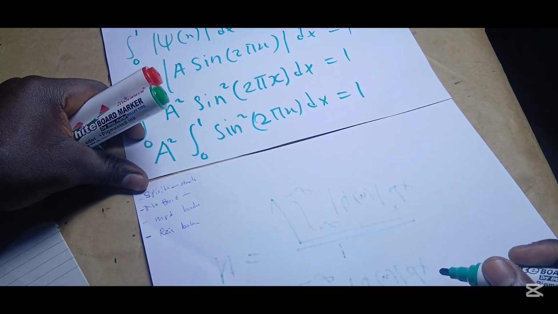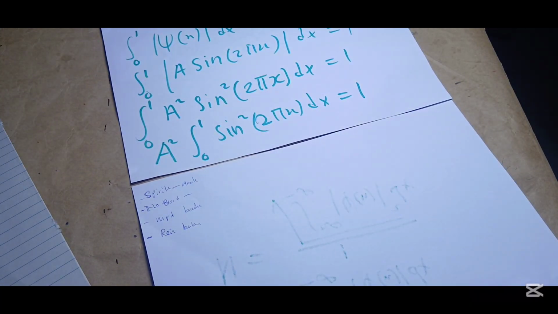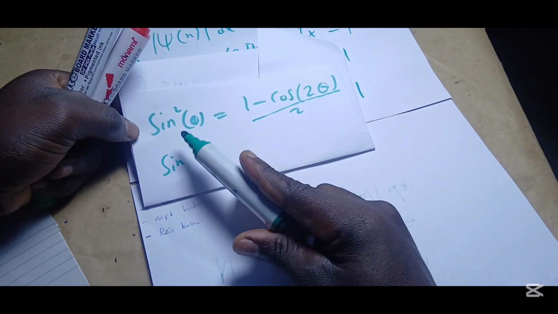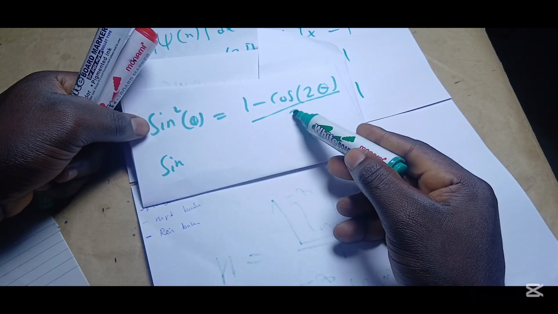Now what do we do next? We want to integrate sine squared 2 pi x. To do so, we are going to use the reduced angle formula in trig. We know that sine squared theta equals (1 minus cos 2 theta) over 2.